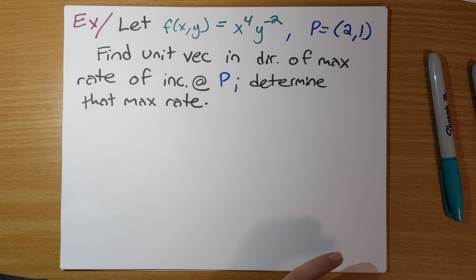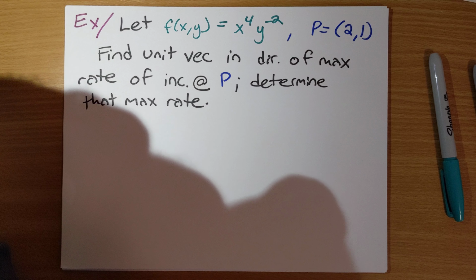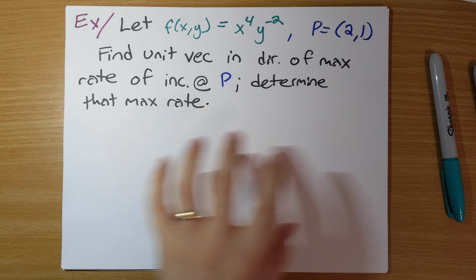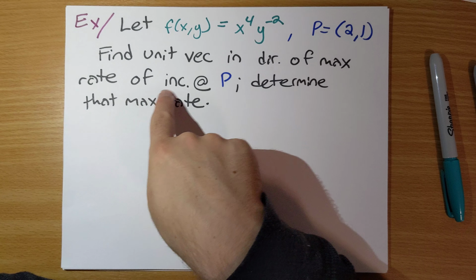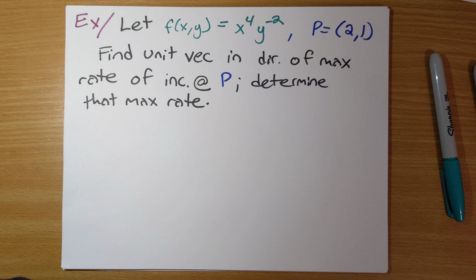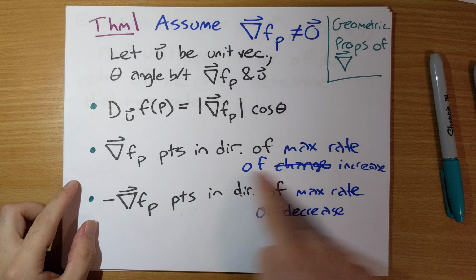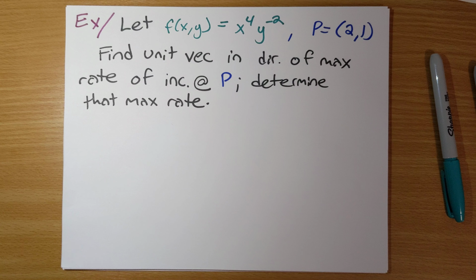I like giving you this question. You might want to pause the video and think about it for a little bit. I like this question because it is a question about gradients, but the word gradient doesn't appear in the question at all. Find a unit vector in the direction of the maximum rate of increase at P. Well, that's just asking you, by this bullet point here, to find a unit vector in the direction of the gradient. So let's go ahead and do that part of the problem.